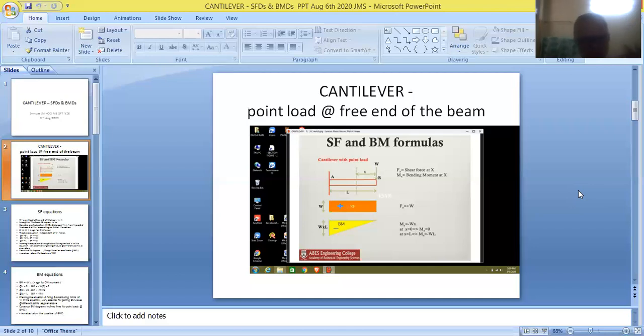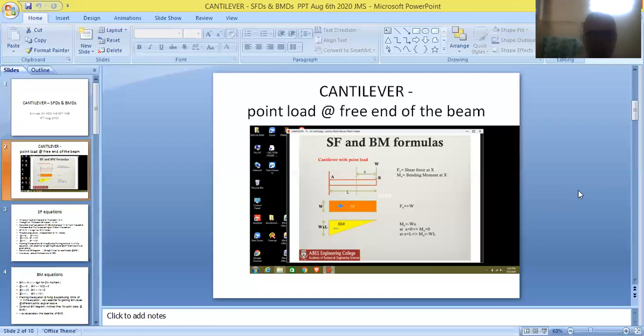So the baseline is very essential for shear force and bending moment diagrams. This line is representing the baseline of the shear force diagram, and this is representing the baseline of the bending moment diagram. So these are the rules to be followed while constructing shear force and bending moment diagrams.